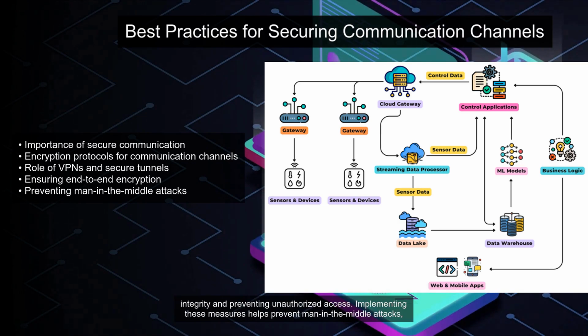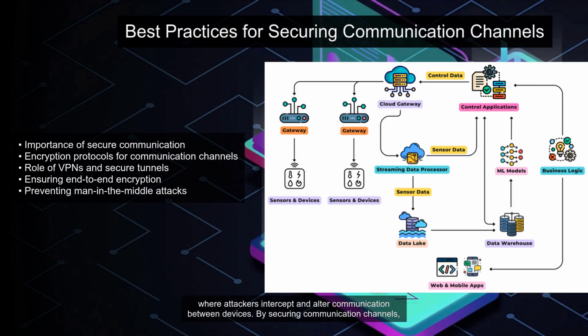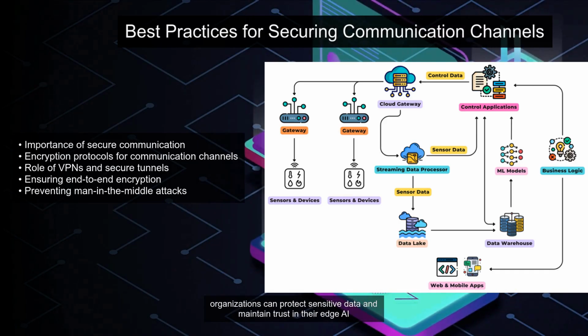Ensuring end-to-end encryption is crucial for maintaining data integrity and preventing unauthorized access. Implementing these measures helps prevent man-in-the-middle attacks, where attackers intercept and alter communication between devices. By securing communication channels, organizations can protect sensitive data and maintain trust in their edge AI systems.